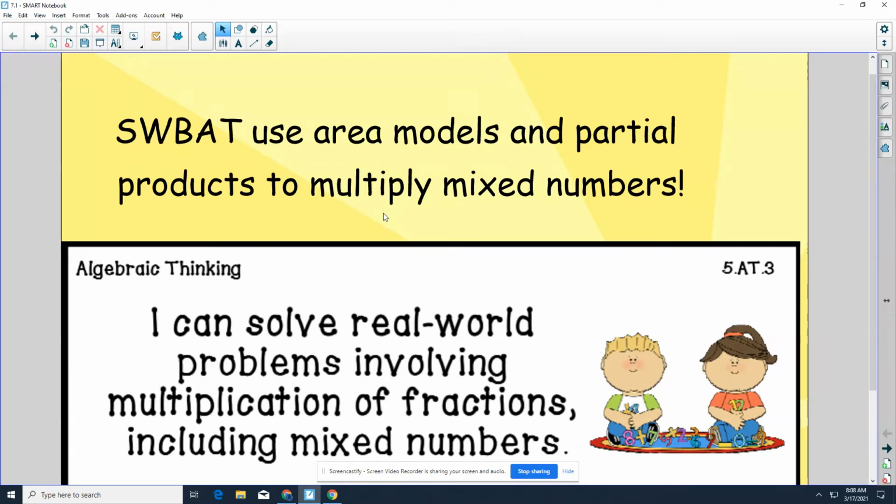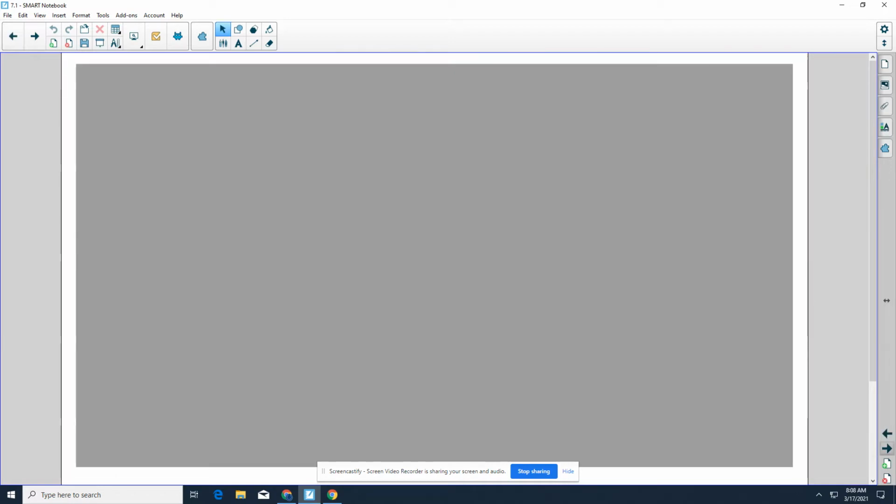Hey, we're going to work on 7.1 today. Our objective is to be able to use area models and partial products to multiply mixed numbers. So we're going to show you how to do that today. I can solve real world problems involving multiplication of fractions, including mixed numbers. That is our goal today.